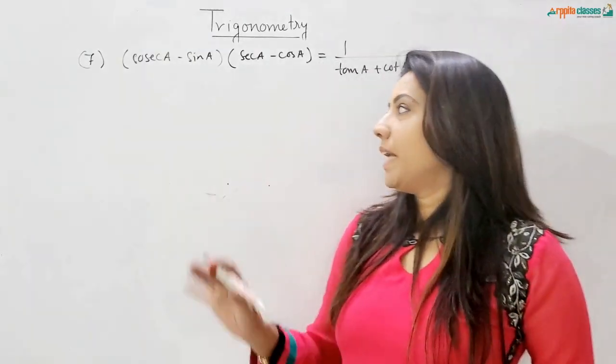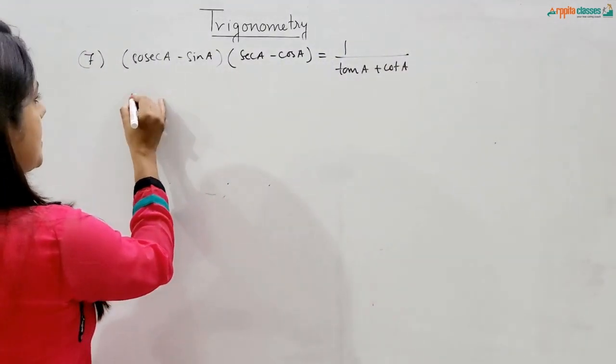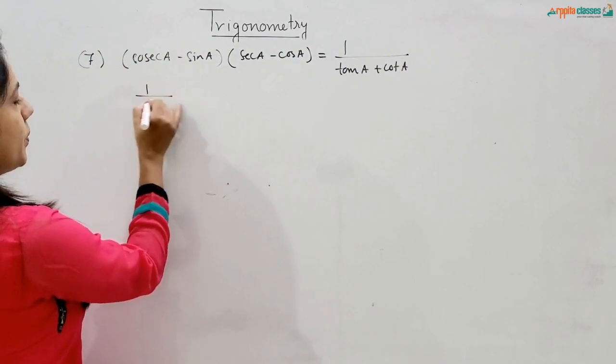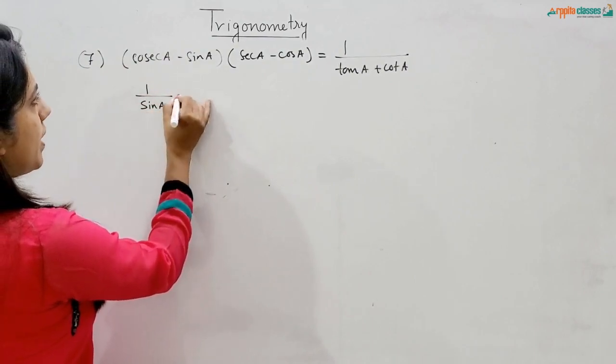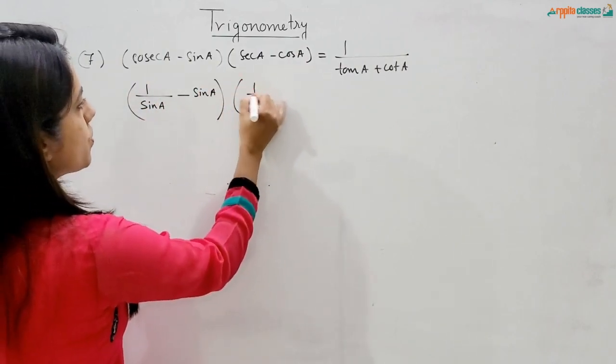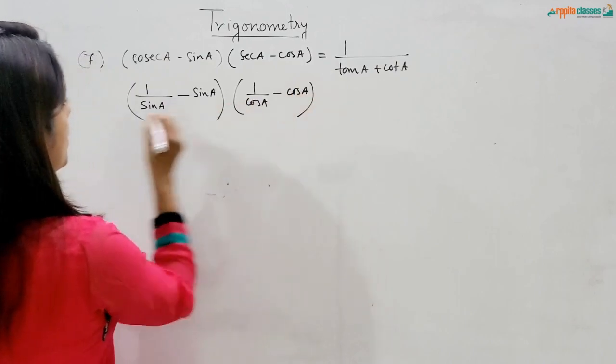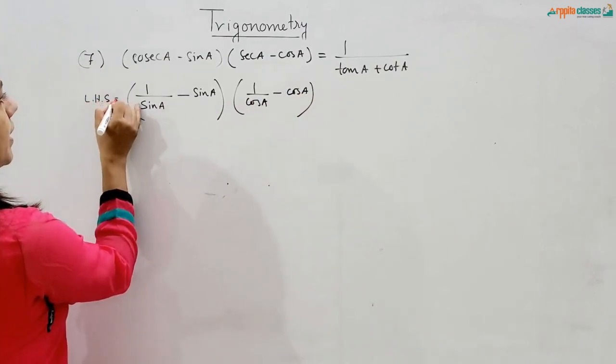Let us move on to the next sum, question number 7. Let us process the left hand side. What I'll do is cosec A can be written as 1 by sin A, minus sin A. And here it is 1 upon cos A, minus cos A. So I am processing the left hand side.